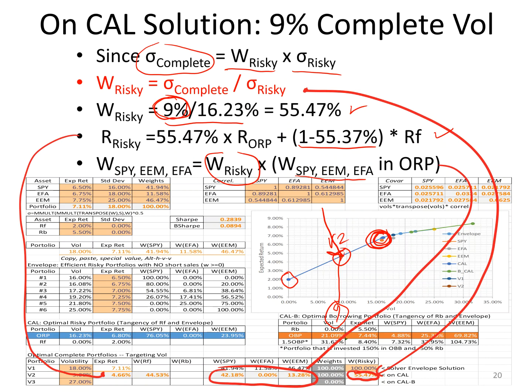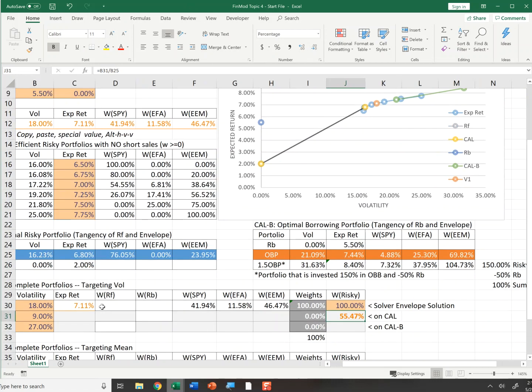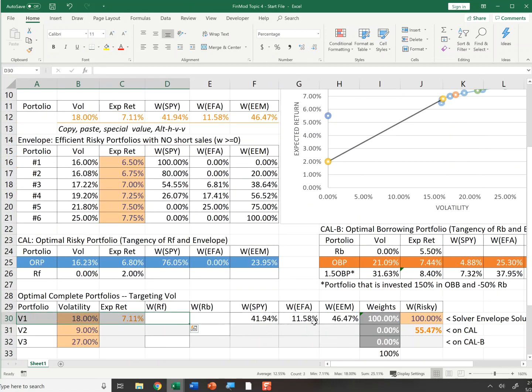So, back to our spreadsheet. I need to compute the weight in the risky asset. If I want a 9% vol, divided by the standard deviation of the optimal risky portfolio, I need to be invested 55.47% in the optimal risky portfolio. Zooming in there. 1 minus that is invested in treasuries or in the risk-free asset.